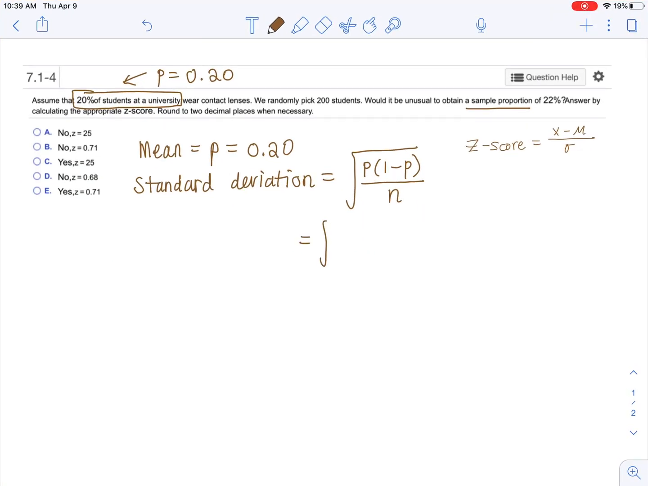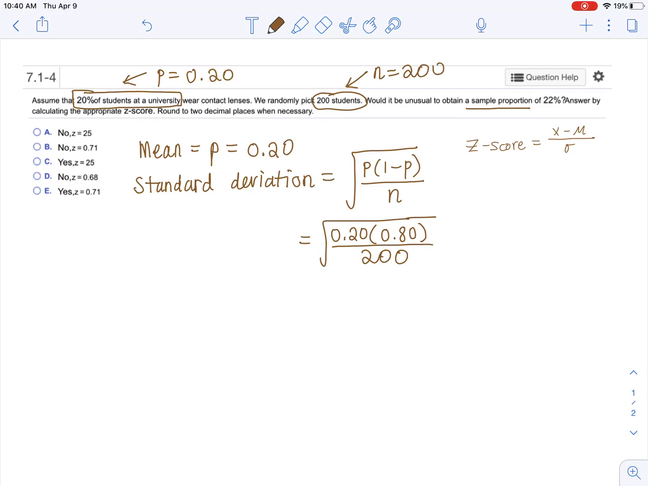So let's use that formula to find the standard deviation. We do know that P is 0.20 and 1 minus P will give you 0.80, right? Because if 20% wear contact lenses, 80% don't wear contact lenses. All right, N is 200 because they randomly picked 200 students. Now, I'm going to go ahead and type this into my calculator, okay? And I'm not going to round it in the middle. But first of all, hold on a second.